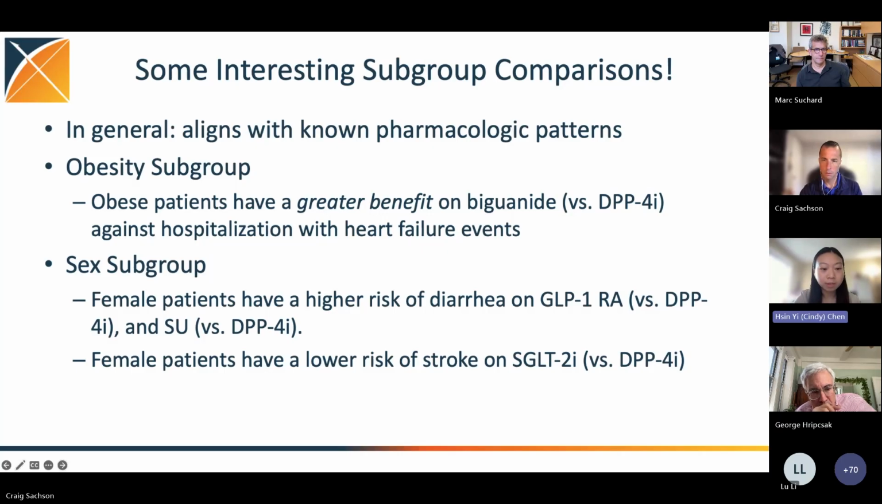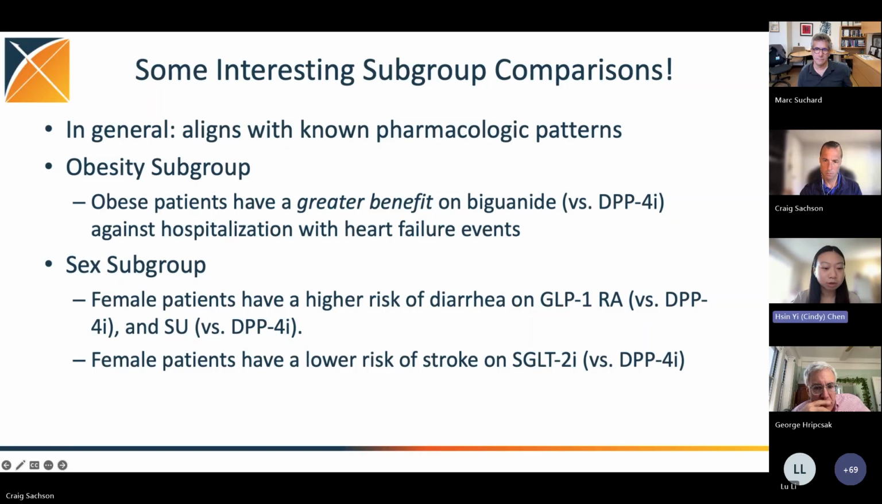So for example, in the obesity subgroup, we found that obese patients have a greater benefit on biguanide versus DPP-4 inhibitors against hospitalization with heart failure events. And we didn't see this sort of pattern with non-obese patients. This makes sense because clinically, we know that biguanide, or metformin in this case, is known to be weight loss positive, whereas DPP-4 inhibitors are more known to be weight loss neutral. So maybe for obese patients, they have more to gain by being on biguanide versus DPP-4 inhibitors.